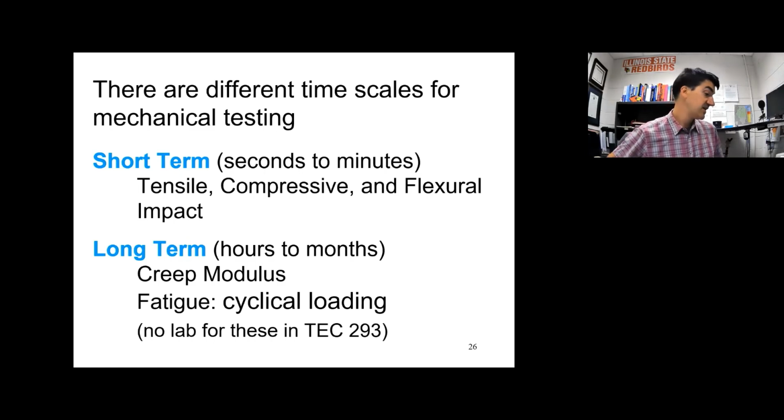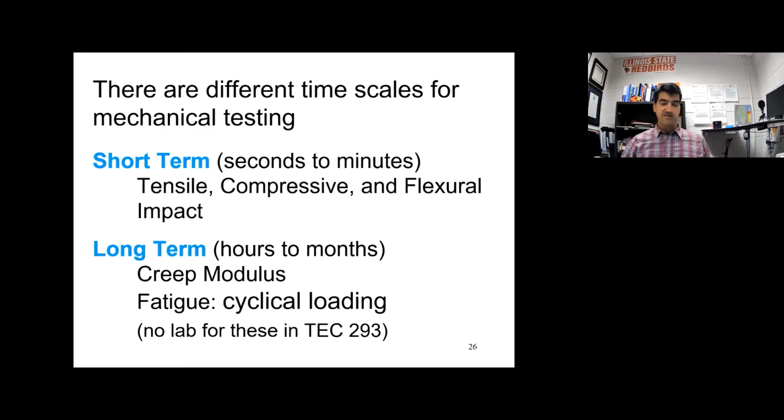I do have some kind of extreme examples. A couple of these probably took a couple of minutes because it's stretching apart pretty slowly. But even this is probably on the order of a couple of minutes. So none of the tests are really much longer than that because we don't have time to get through everything in 293. But there are other tests that are important mechanical properties that we just don't have time to get to. Two of them are creep and fatigue. I want to talk just briefly about each of those.